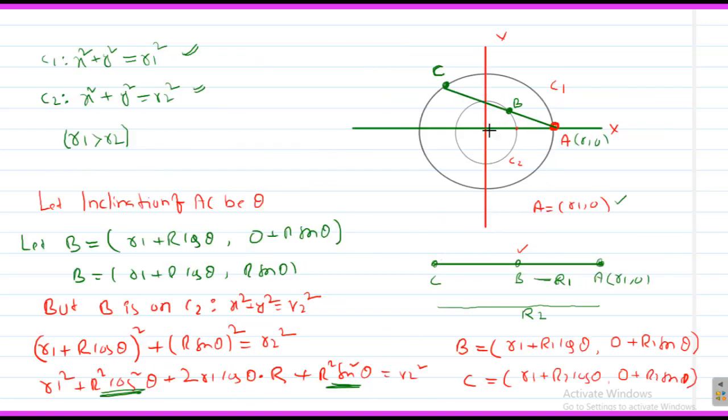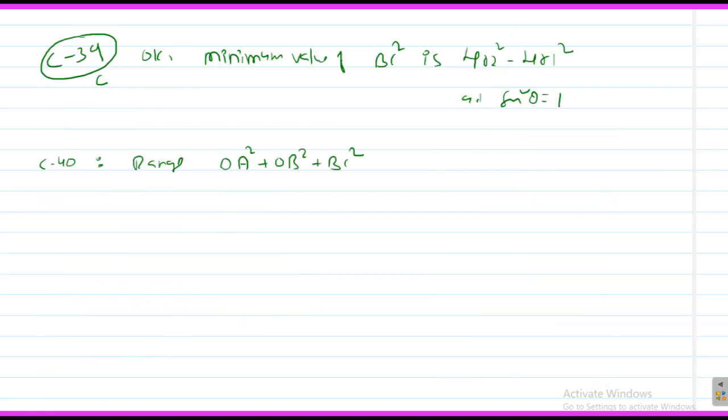OA square, this is O, no? So OA square means the radius of circle C1, that is R1. OB square means the radius of circle C2, that is R2. So what can I write here? This is R1 square plus R2 square plus BC square.